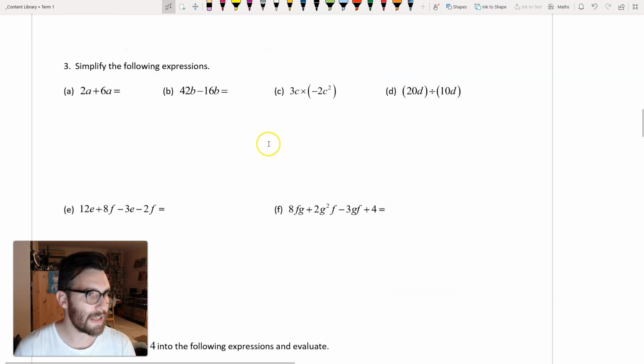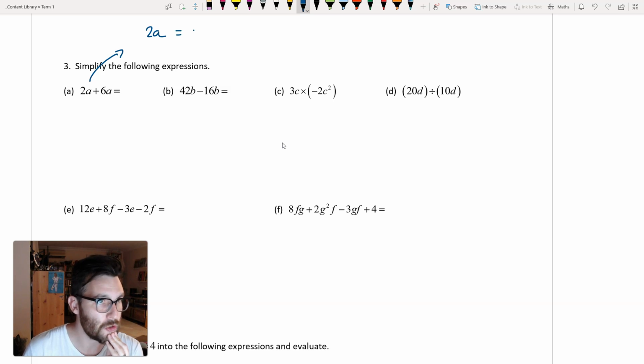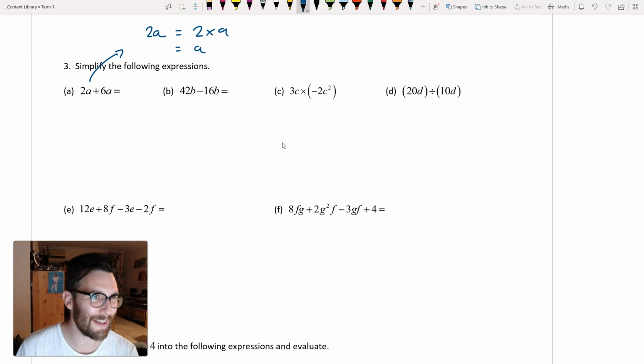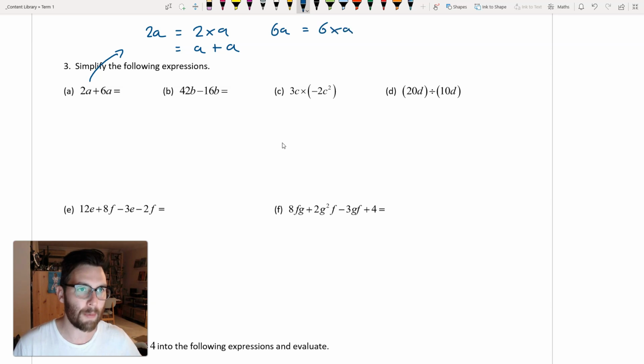Okay, question number 3. We're going to simplify the following expressions. So when we are simplifying by adding or subtracting, I'll use this first question here as an example. So 2a in algebra just means 2 multiplied by a, which really, if we think multiplicatively and go backwards, that just means 2 times a means we've got a plus a. Just two lots of it. So if we think then about 6a, which is 6 multiplied by a, if we use repeated addition instead of multiplication, that would be a plus a 6 times.